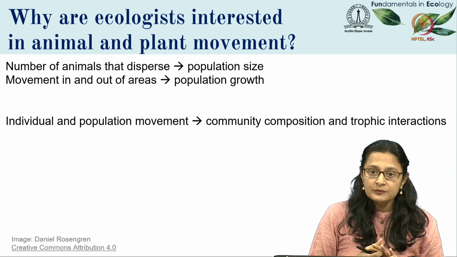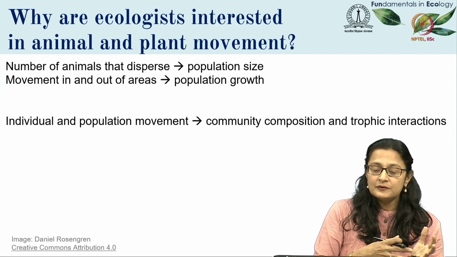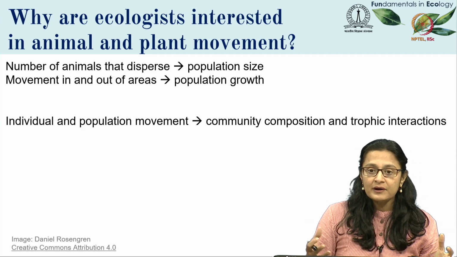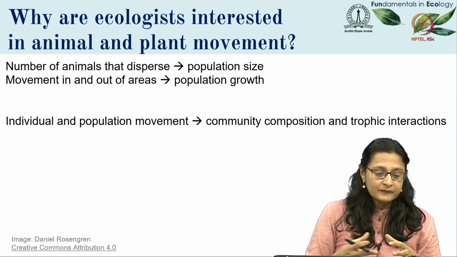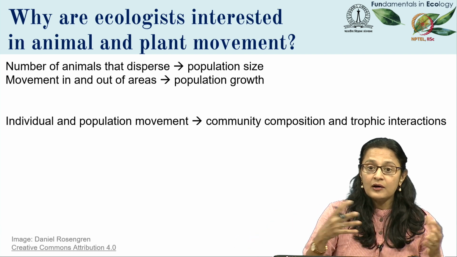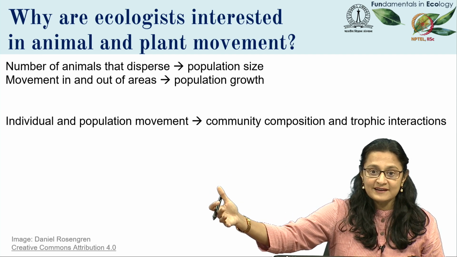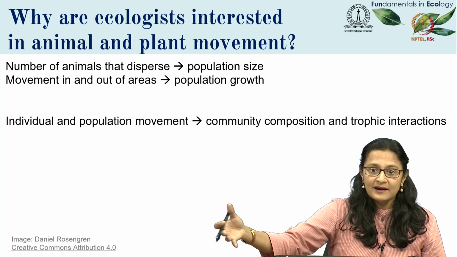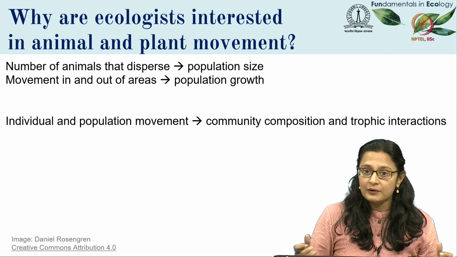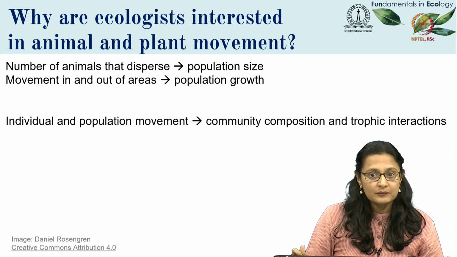Individual and population movement can influence community composition, because if you imagine scenarios where you've got migrating organisms going from one area to the other, it influences the species that are left behind, and it influences the species that they interact with at the destination. And so community composition is affected by individual and population movement. And that influences trophic interactions, for example.